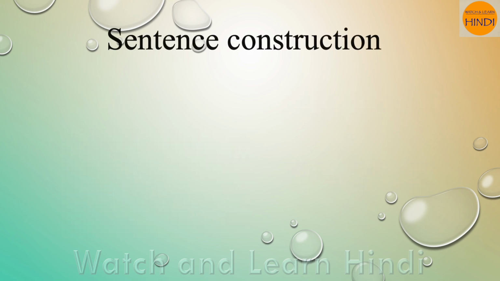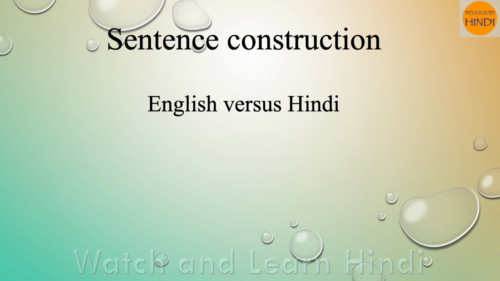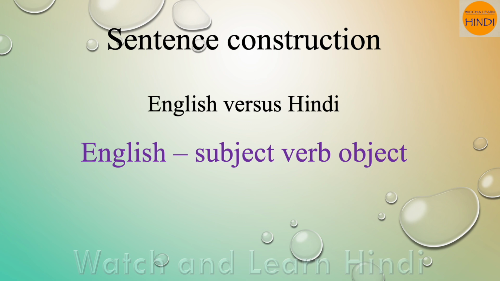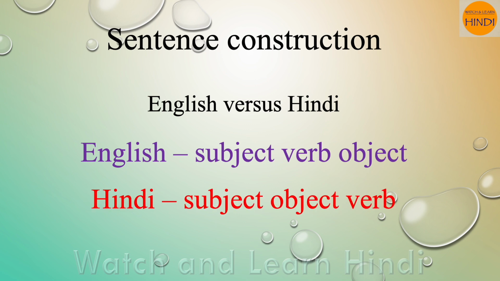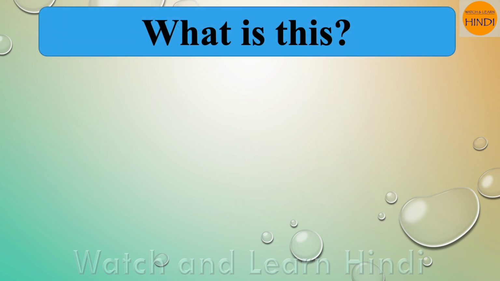And finally, sentence construction. This is something I want to touch upon before we start learning the questions. The sentence construction in English versus Hindi is slightly different. In English, you usually have subject, verb, object. In Hindi, it is usually subject, object, verb. This is not something you have to dwell upon, but just keep in mind when you are learning the questions. So let's start with the questions now.